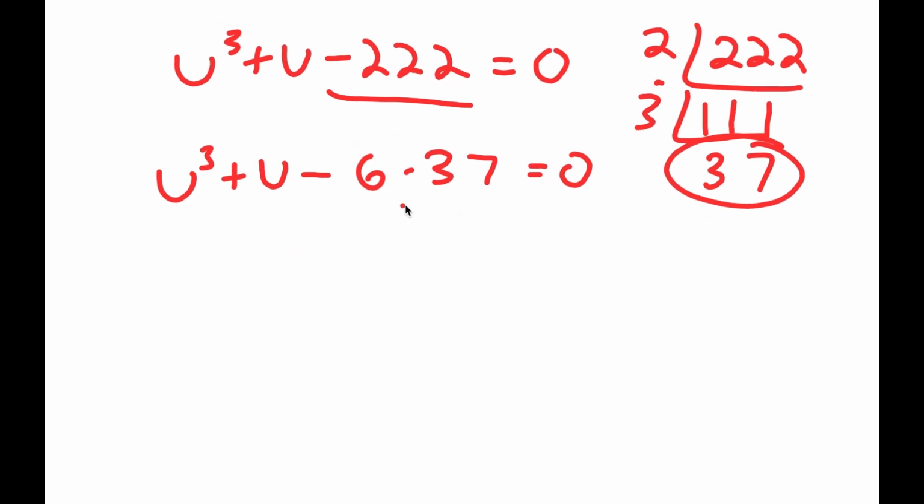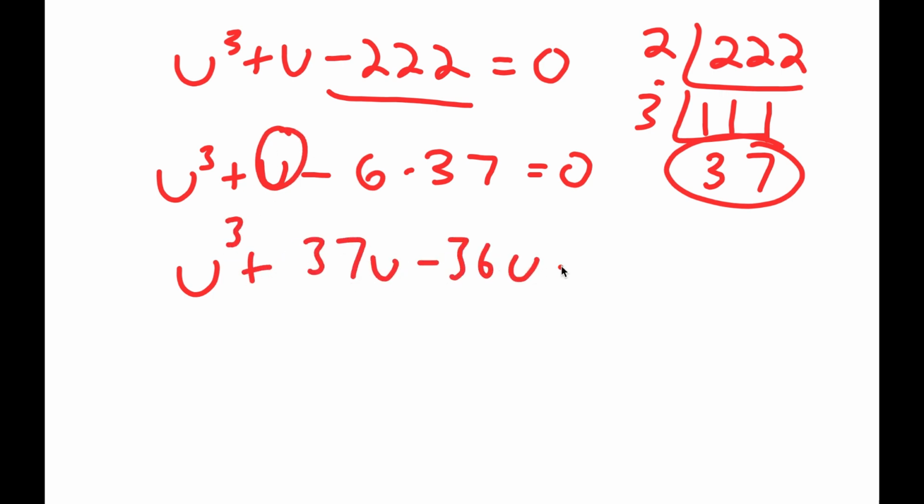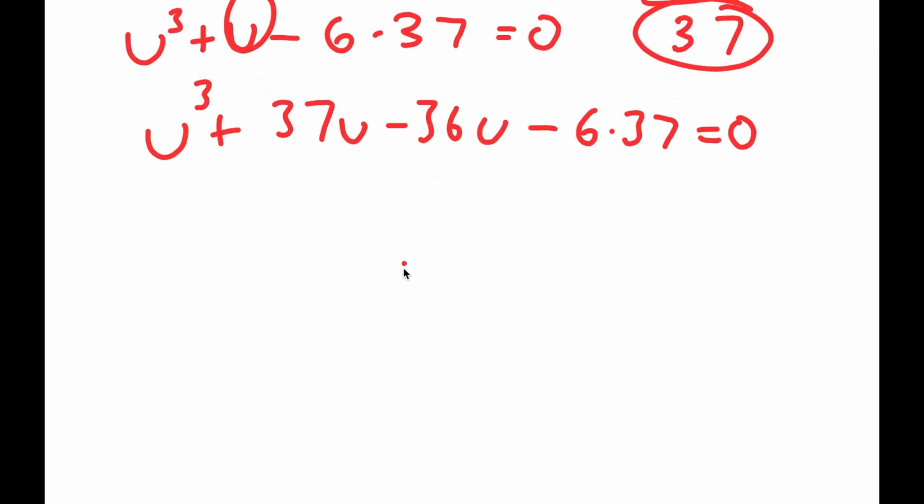And now what I'm going to do is rewrite this as 37u minus 36u. Because remember, we're factoring this out, so we need a 37 as both our sum and our multiply. Now, if I subtract this by 6 times 37, this is equal to 0. Now, I'm going to rewrite this as u to the power of 3 minus 36u plus 37u minus 6 times 37.